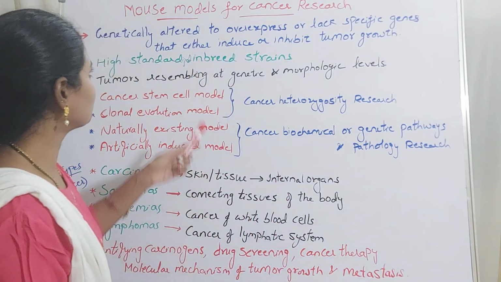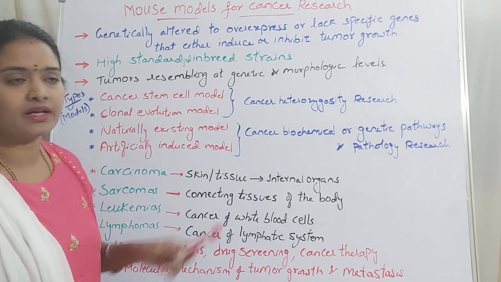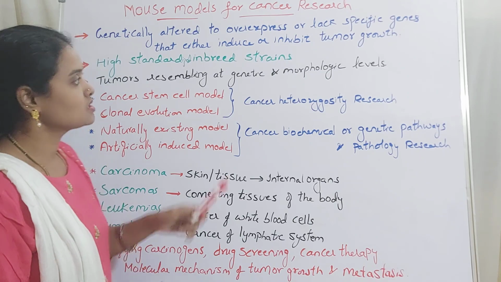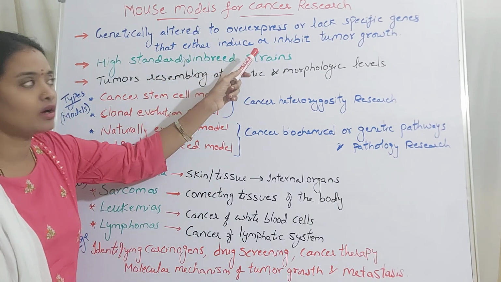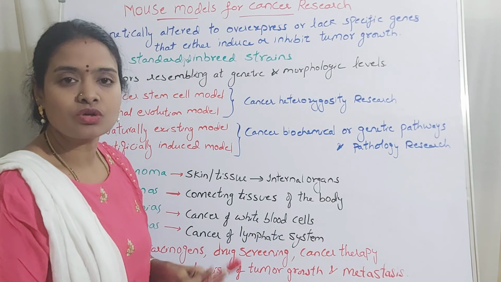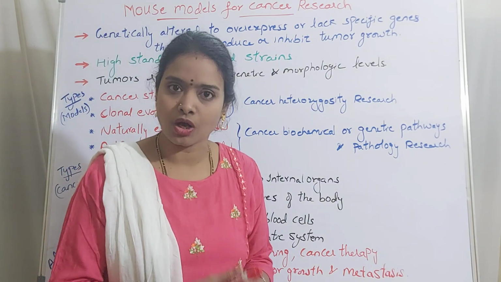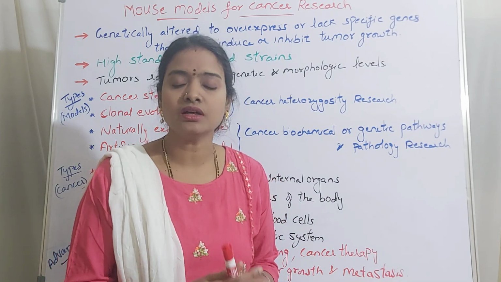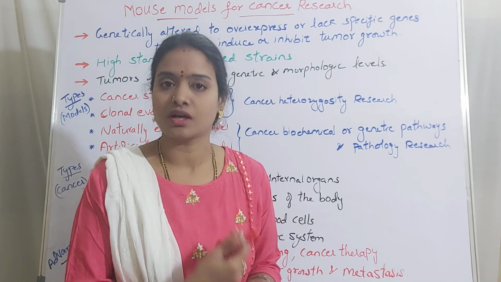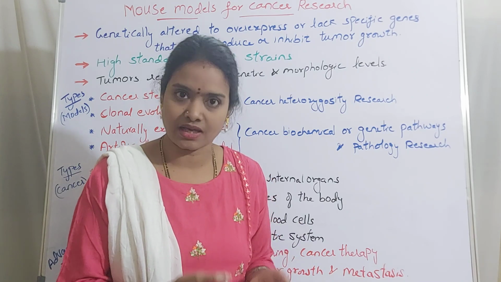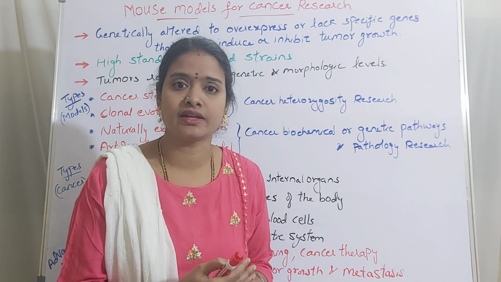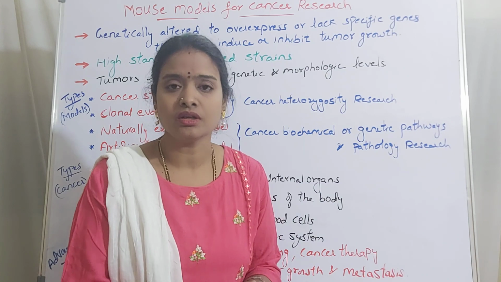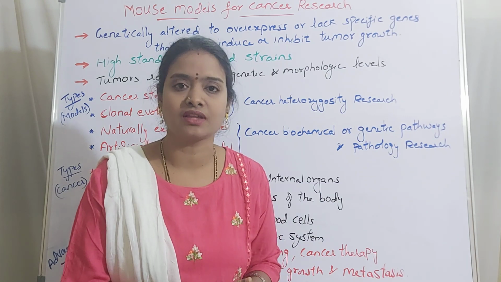Here the mouse models are genetically modified or genetically altered to overexpress or lack specific genes such that they either induce or inhibit tumor growth. Right? So what you are doing: first you are selecting the mouse, then you are standardizing the mouse. After that, you are inducing cancer by using carcinogenic agents so that the mouse gets cancer. Then you study how the cancer is progressing in that mouse, in which region, and what is the gene responsible for causing that cancer.